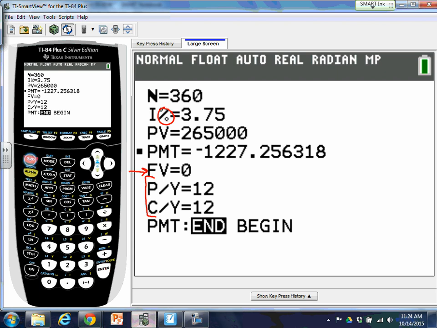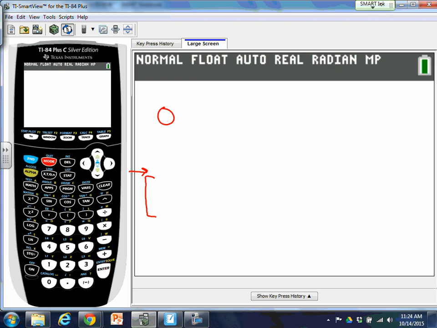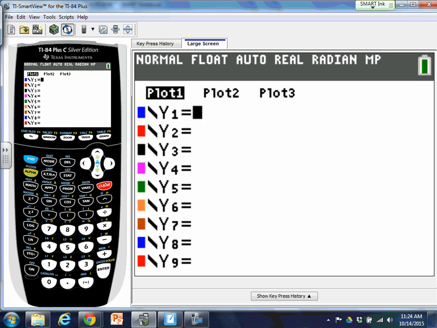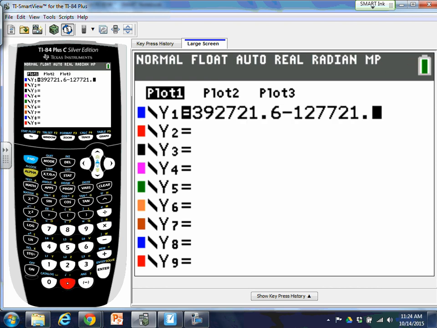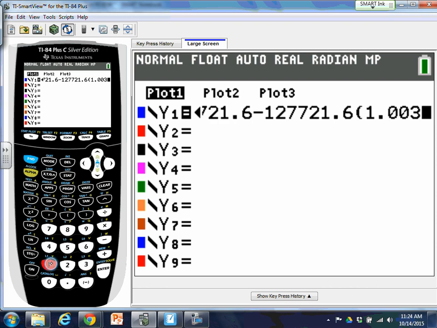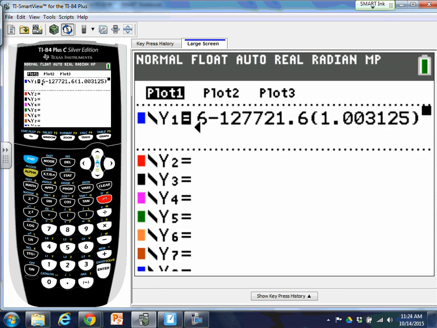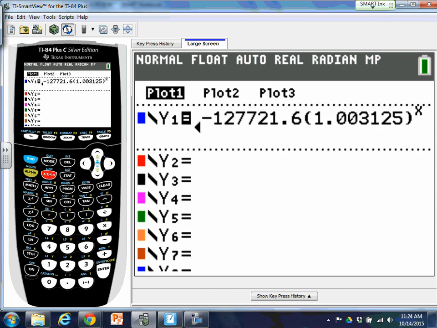Okay, so if we do that real quick, let's see what we got here. I'm actually going to do it in the y equals just so we can verify that everything's working. So the a value was 392,721.6 minus 127,721.6 times 1.003125. All right, so a lot of numbers here. I'm going to raise it to the x power, and I'm going to let the table do this for a bunch of different values.